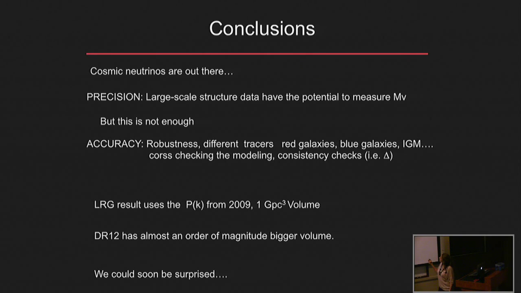Also, there was recently a measurement done by, again, the Sloan collaboration using the intergalactic medium, the Lyman alpha. And from the Lyman alpha, which traces the intergalactic medium, they found a constraint on the neutrino mass that is totally consistent with what we find using galaxies. Which, again, offers some more support to the fact that you're using completely different tracers yet get the same answer, cross-checking the modeling and consistency check. Now, the LRG result uses a P of k from 2009, 1 gigaparsec cube volume. That's DR7. DR12 has almost an order of magnitude bigger volume. So we could soon be surprised. And I'll stop here. Thank you.